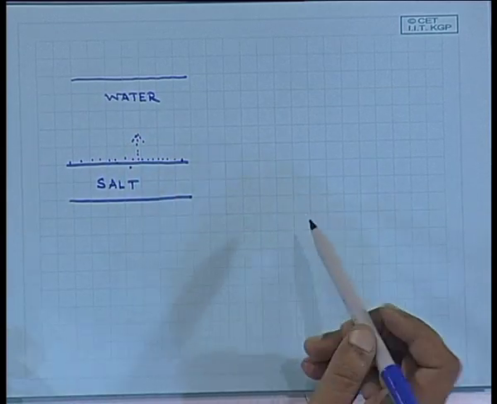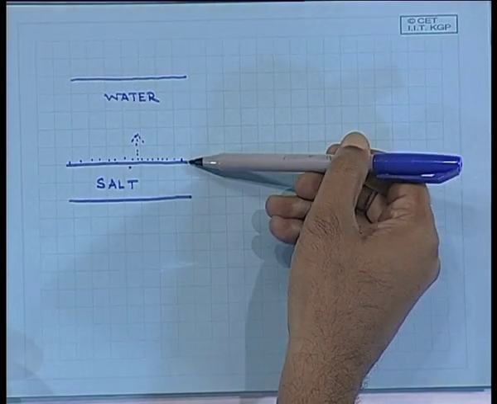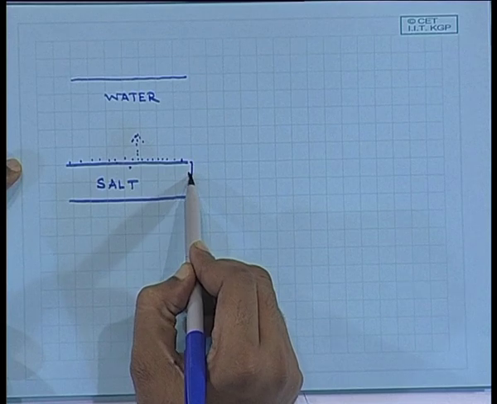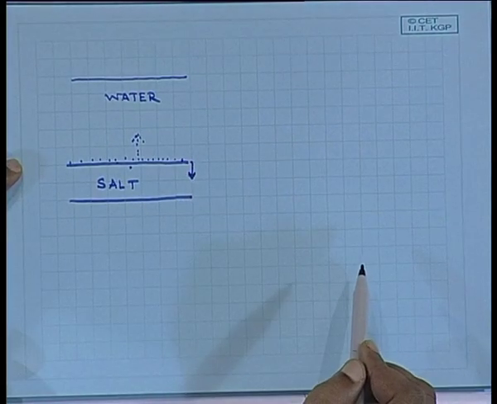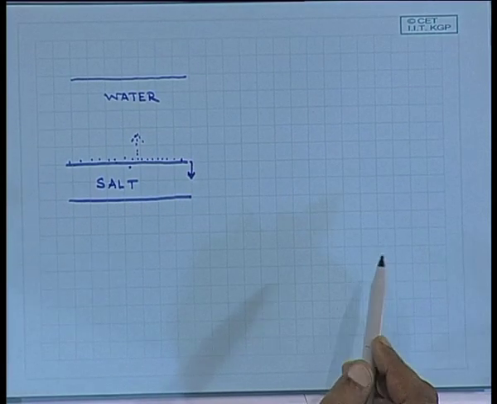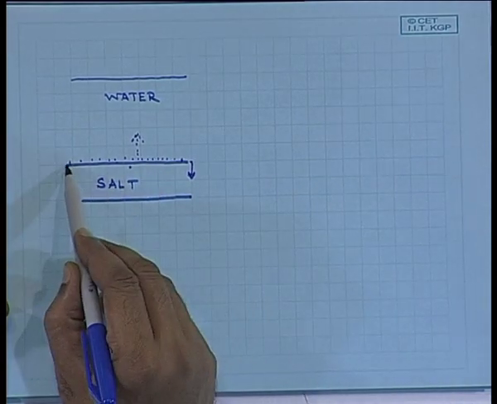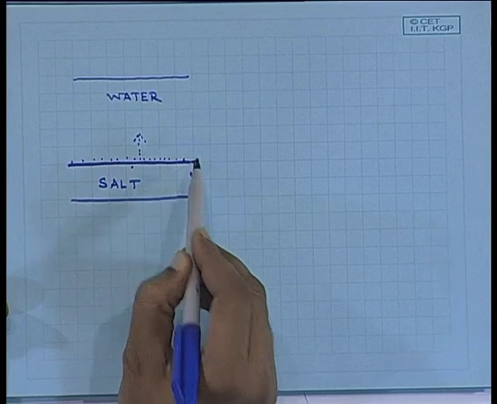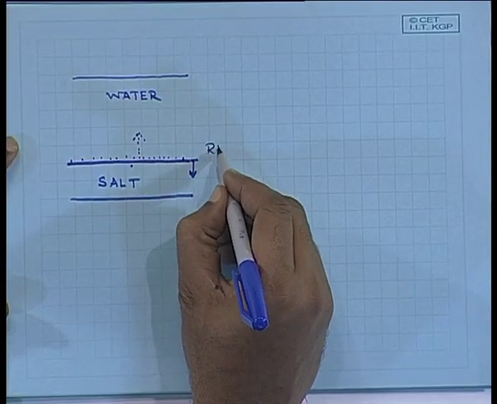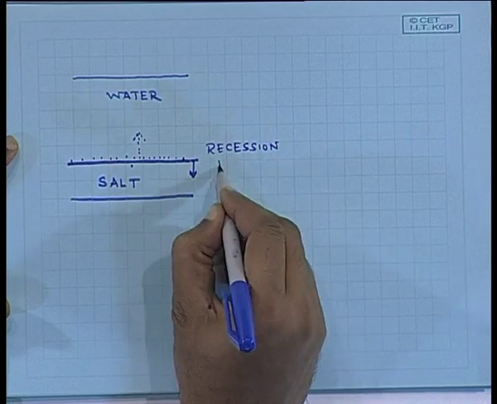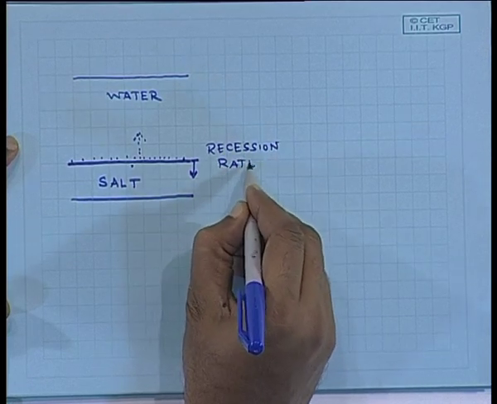As time passes, the top layer of salt will progressively move in this direction, right. That's what's going to happen. You have to find out what is the recession rate of this layer.